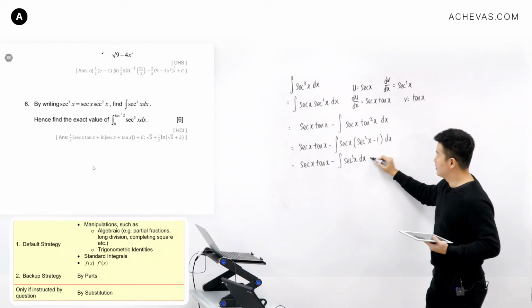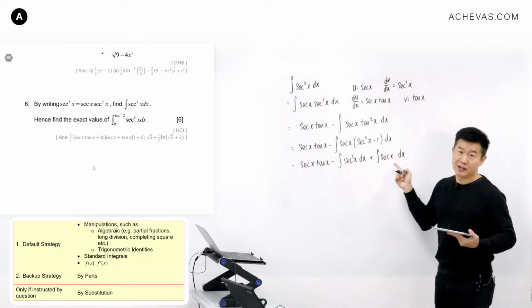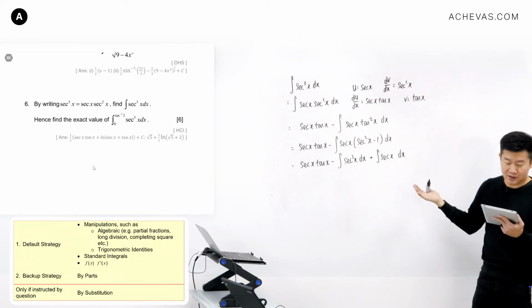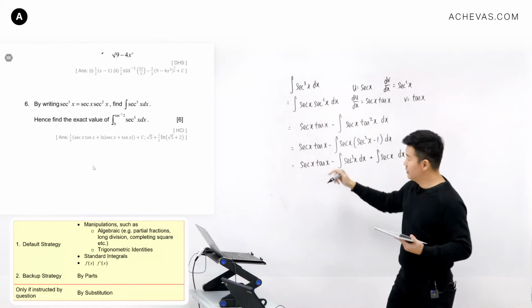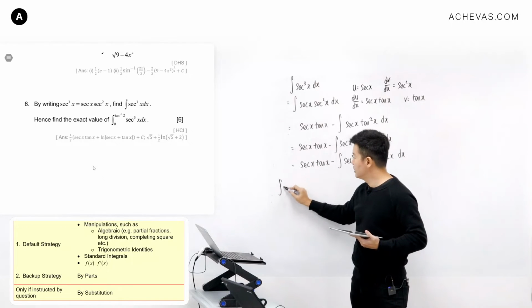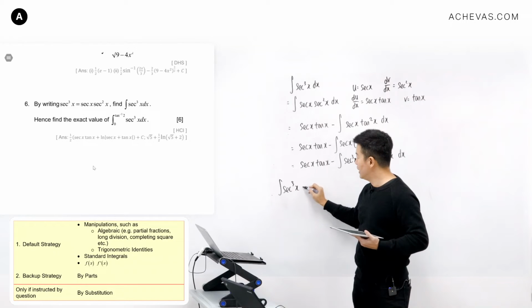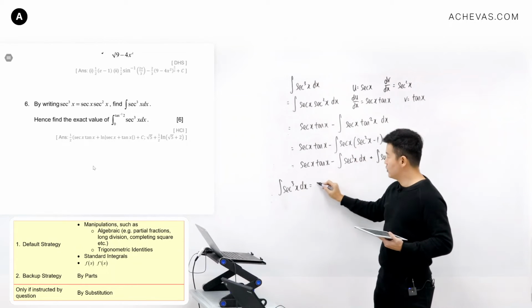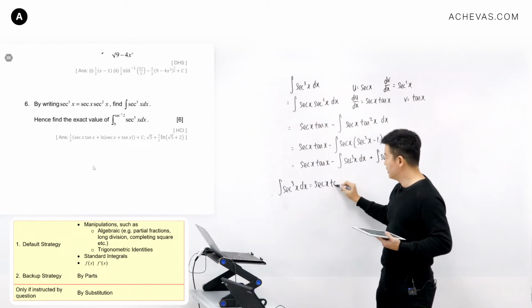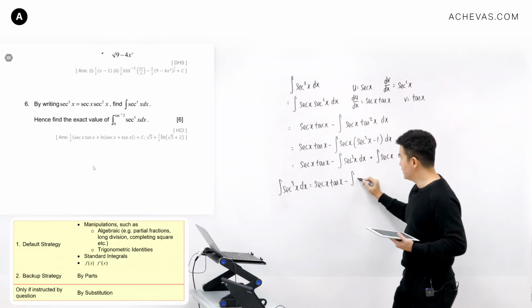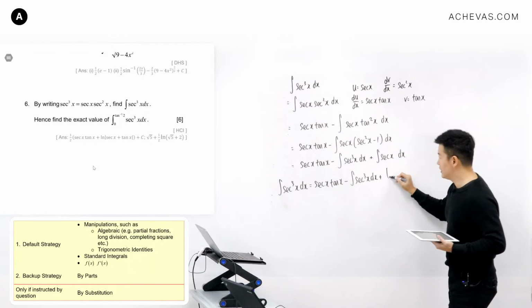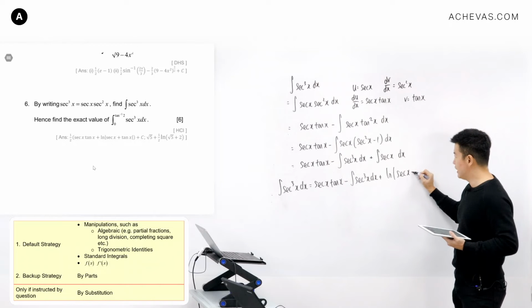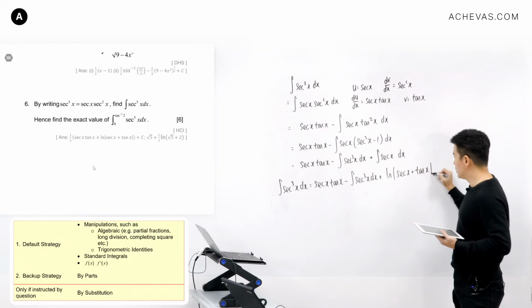Then this is going to be plus integration of secant x dx, which can be integrated. I'm just going to use the formula that is inside my MF26. So let me rewrite this whole statement, which is integration of secant cube x dx is equal to secant x tangent x minus integration of secant cube x dx. Integrating this is ln of secant x plus tangent x.